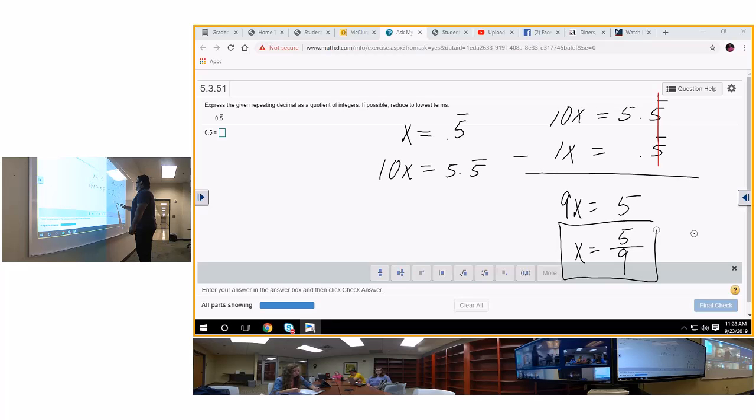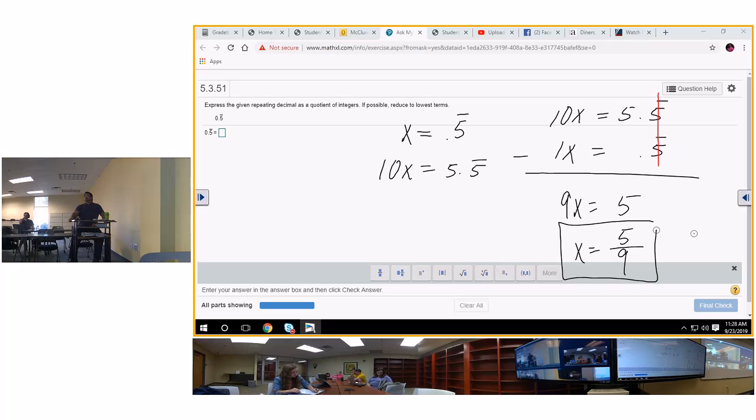Now, somebody type in 5 divided by 9 in your calculator. 0.55556. It should be a 5 repeating. So that's 5 ninths.